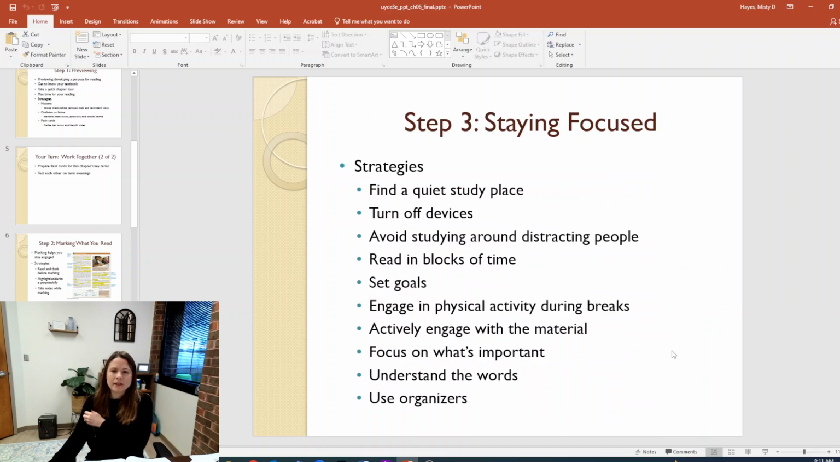The third step really is to stay focused. So we've got to think about strategies, and we talked a lot about these strategies in chapter 3. Some of them are going to look familiar to you, such as finding quiet places to study, staying focused by turning off your devices, reading in blocks of time so you don't get worn out from reading, setting goals, taking breaks, and focusing on what's important. All these are really great strategies that are going to help you stay focused.